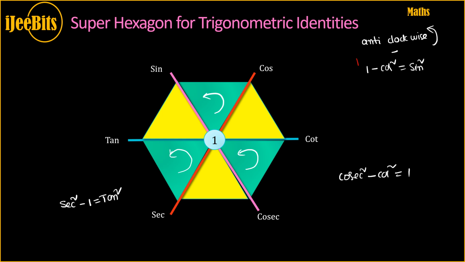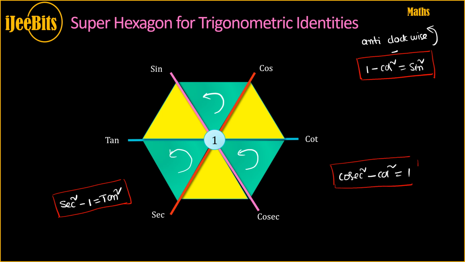So 1 minus cos square equal to sin square. Secant square minus 1 equal to tan square. Cosecant square minus cot square equal to 1. These are the identities that we found out. Clear?